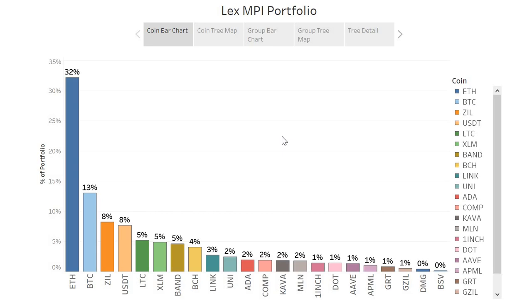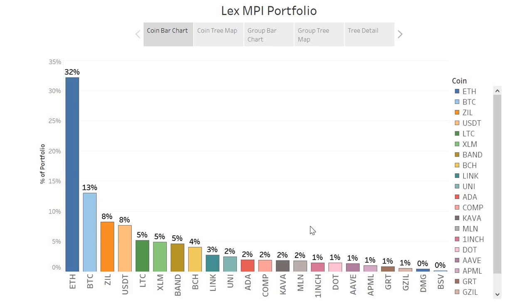I then have ADA, which is Cardano here at 2%, and I also have DOT. So those are competitors to Ethereum. Is Ethereum going anywhere? No, it's not. Ethereum is here to stay. Ethereum is the big boy. That's the big coin. That's the one that's doing everything. That's the one that all the DeFi plays are built on top of. However, I'm hedging my bets.